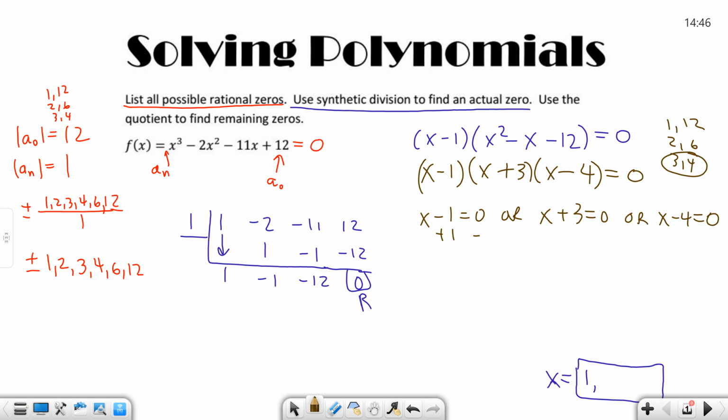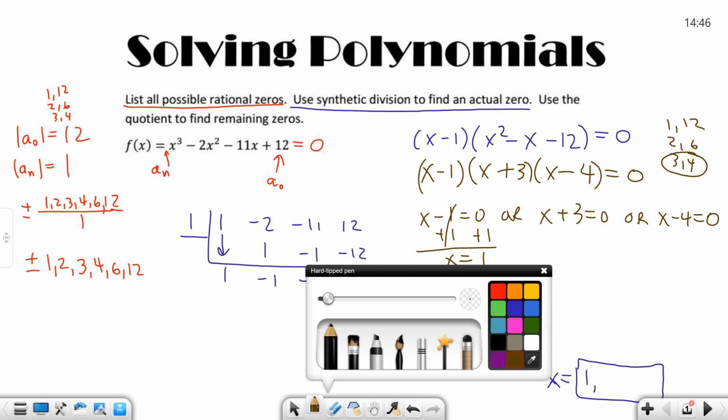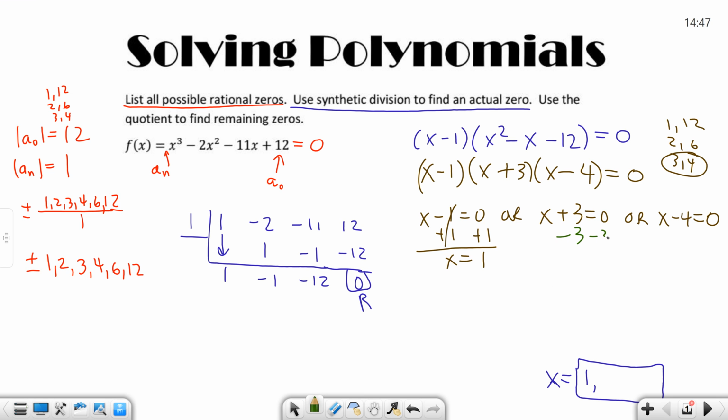Right, this one we already have, right? We know that 1 is an answer. That one I already have down there. Let's go ahead and just add some color here. X equals negative 3. And then here add 4. Oops. I combined some pen strokes there. X equals 4. So then negative 3 and 4. So 1, comma, negative 3, comma, 4 in whatever order.